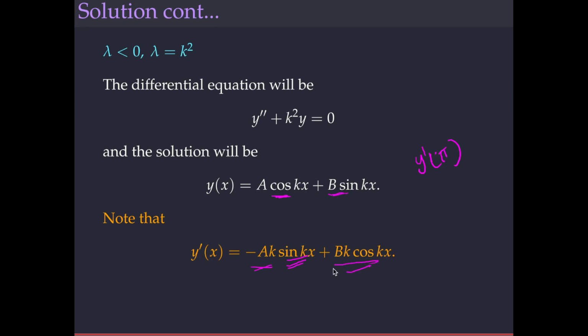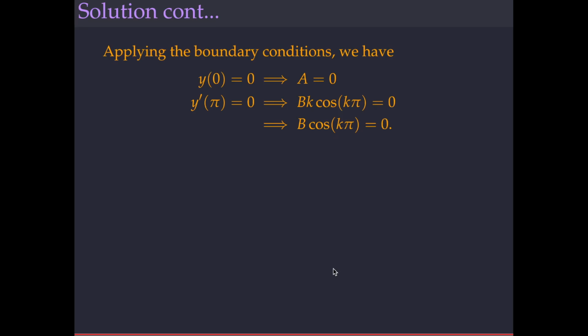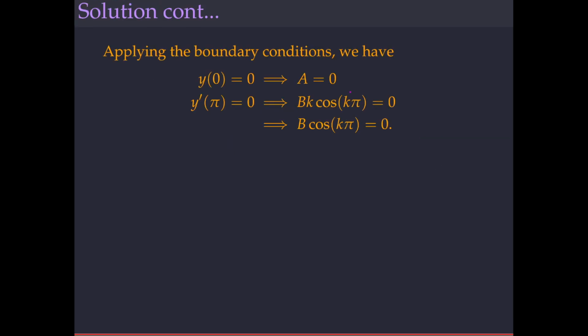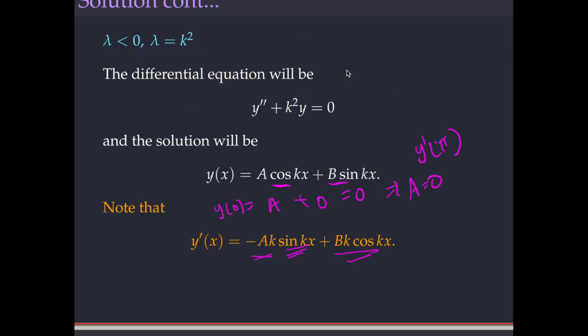Okay. Now I'll use the boundary condition. So y(0) is 0. This implies, if I put y(0), this is a cosine 0, which is 1, plus b sine 0, which is 0. So this is 0, which implies a equals 0. So a equals 0, and I can just take this term as 0.